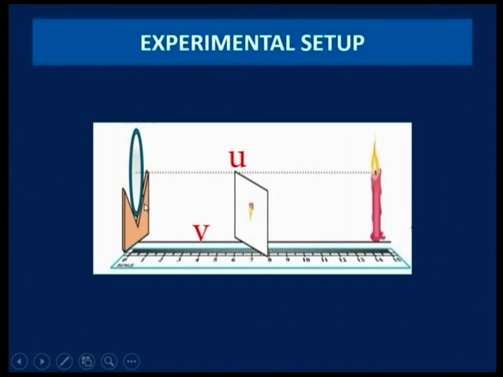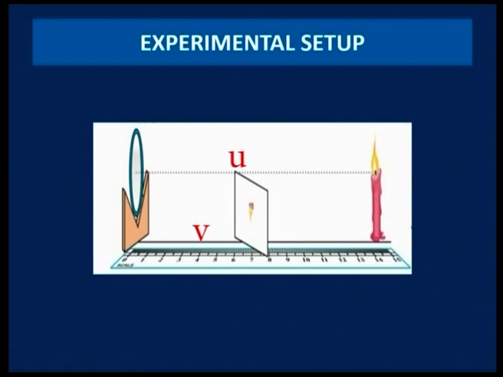Once again let us look at the apparatus. We need a concave mirror. We need a V-shaped stand to hold the mirror. We need a candle which acts as the object. We need a white paper which acts as a screen, and we need a scale to measure the distances.